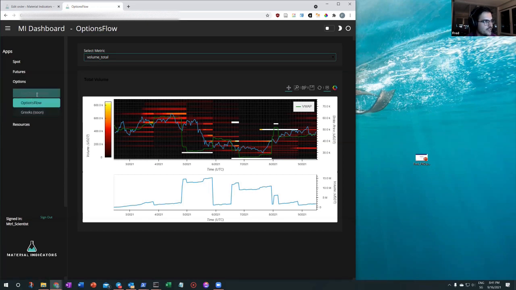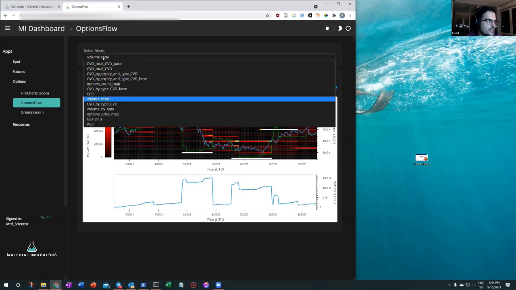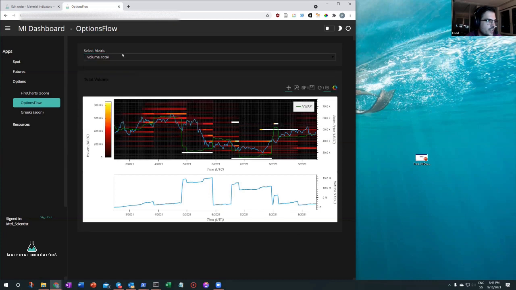And for options, there will also be a version of FireCharts, not as you know it, but a version of it. Here we have the options flow, for Binance just for now. Eventually I'll also do Deribit, but for now it's just Binance. We have several metrics here. In the beginning we just had FireCharts, which is on one metric, and now we have 30 or so. Wow.